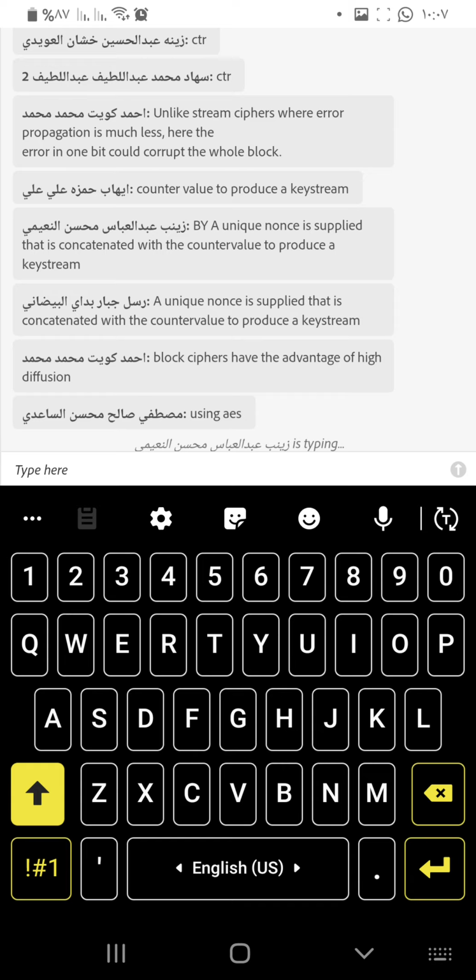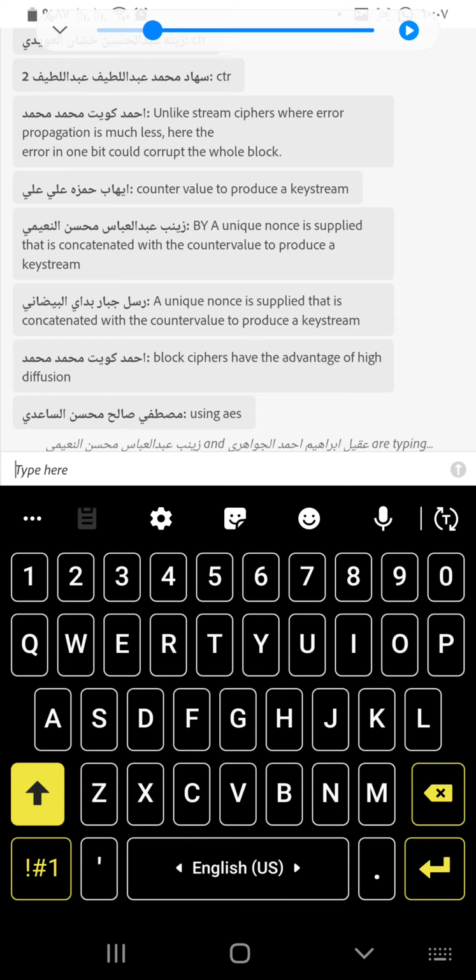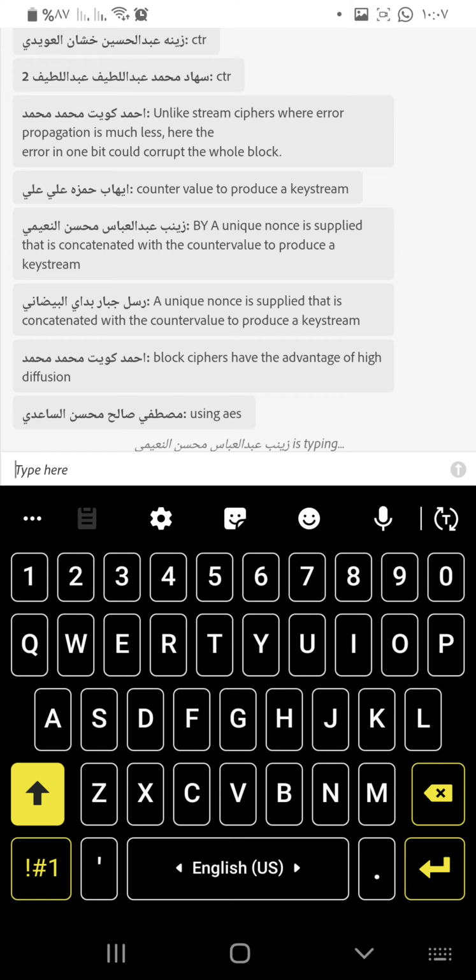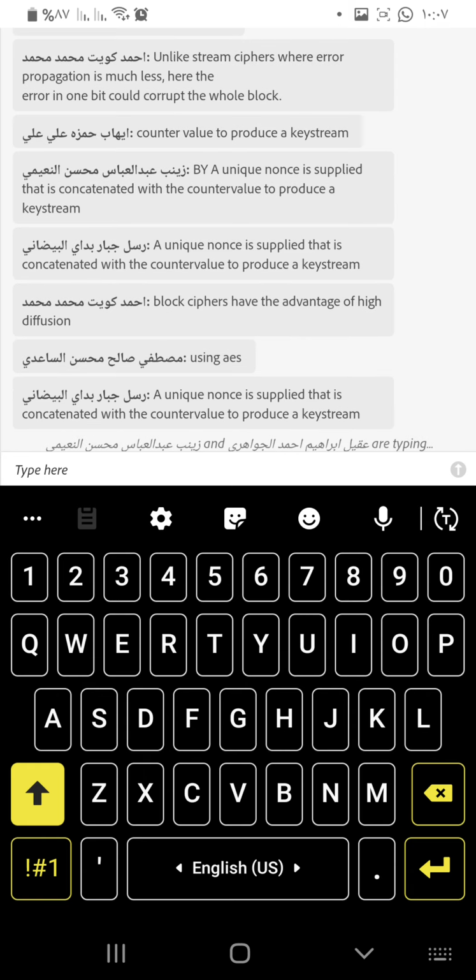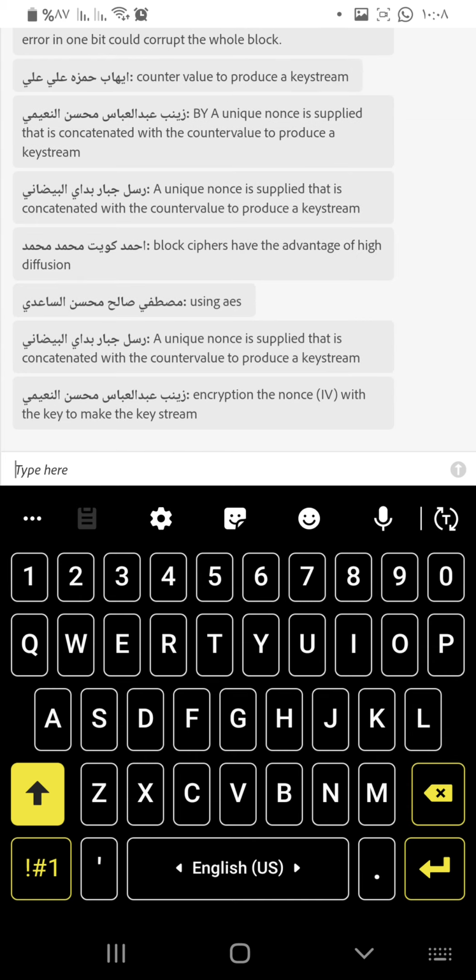If you look at the figure, we can see that the nonce is concatenated with the counter, and the concatenated value is applied to the block cipher encryption block along with the key. And the output of the block cipher is the first block of the key stream. That's how the key stream is produced in CTR mode, okay? Understood? Okay, then.